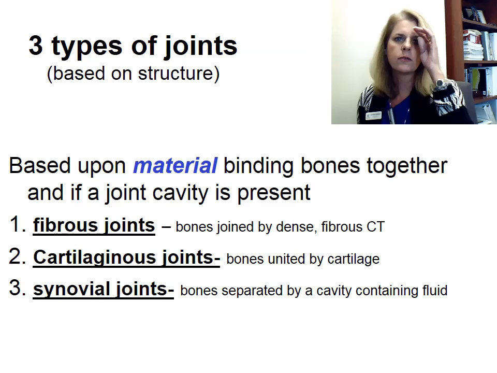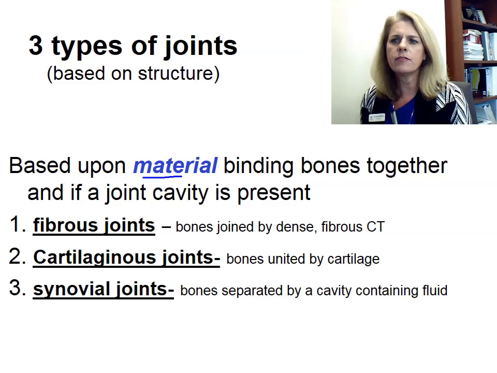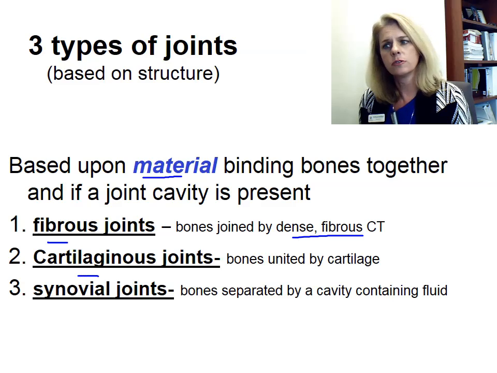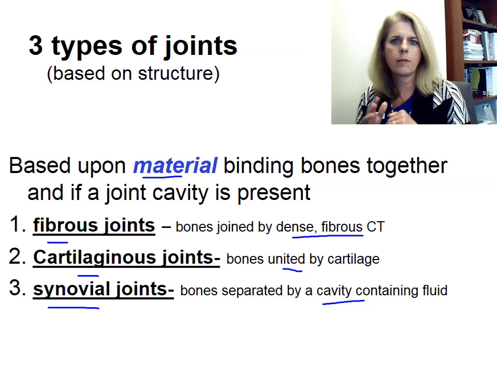We can also classify the joints based on what they're made out of, so the structure or the material, and if there's a cavity present between the bones. So we have fibrous joints, which are joined together with dense fibrous connective tissue. We have cartilaginous joints, which means they're joined by cartilage. And we have synovial joints, which means two bones separated by a cavity that has fluid in it. These are the ones that pop and click. If you pop your knuckles, those are synovial joints.